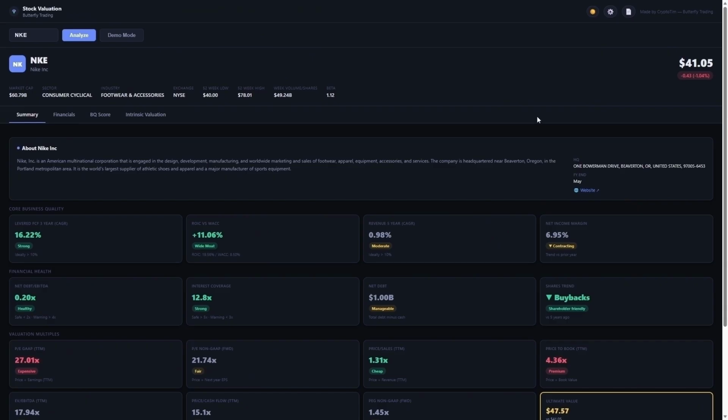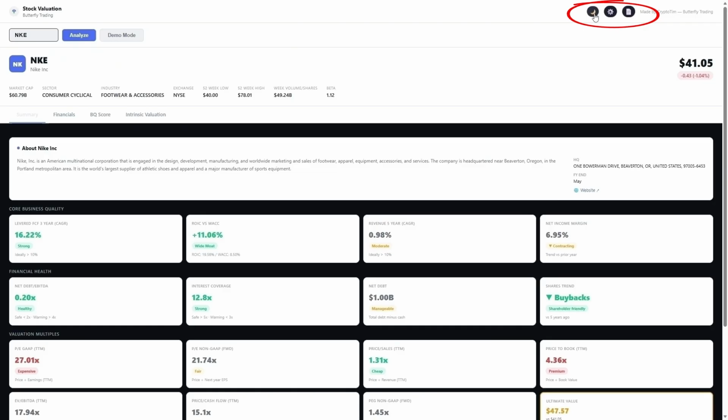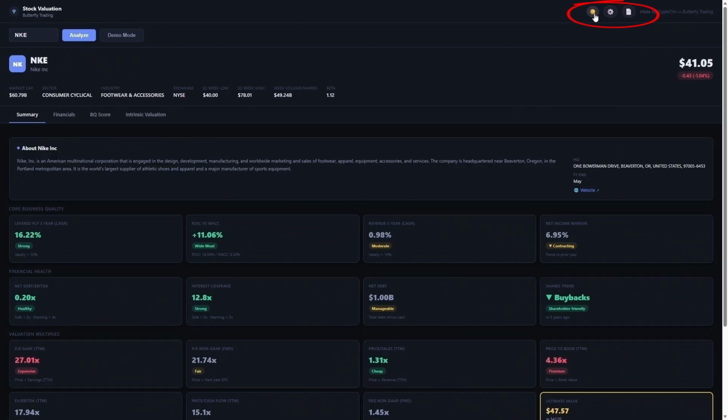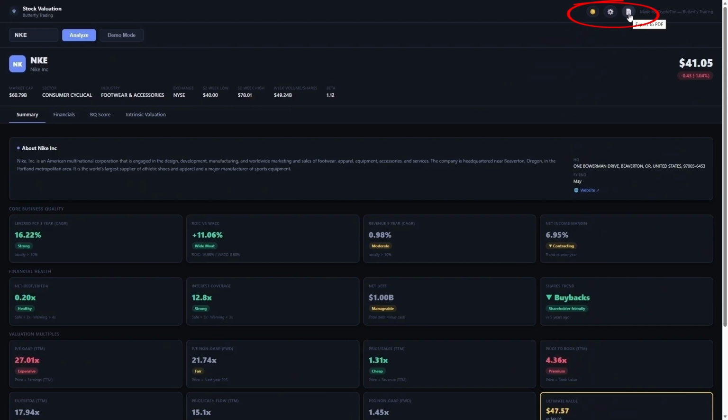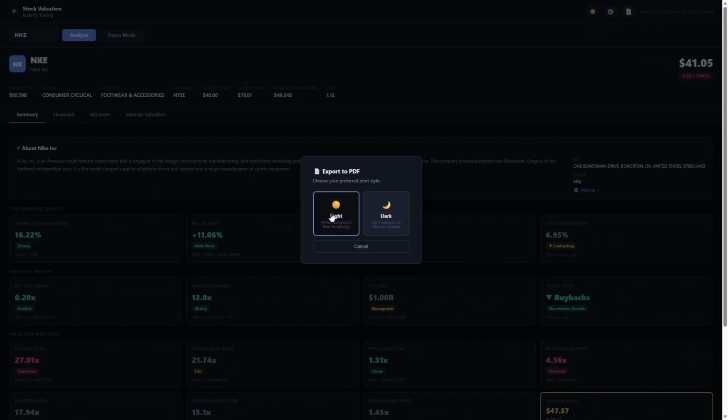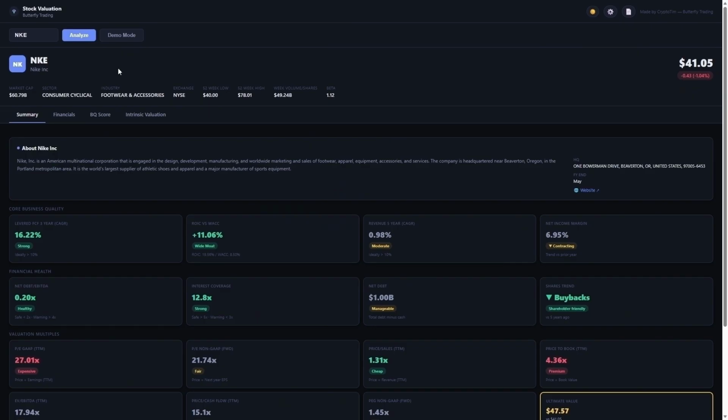Now some final features. Here on the top right we can switch between light and dark mode. I always prefer dark mode, but for some people light mode may be more interesting, so you can do that. The setting wheel we already saw, it's where you can change your inputs. And then we have an export to PDF. So when you're done with your trading analysis, you can make a PDF out of all these numbers so you don't lose it. So if I click export to PDF, I get the option to print a light or a dark mode PDF. So that was pretty much all of it.